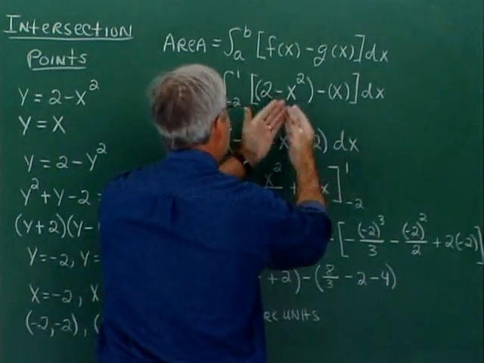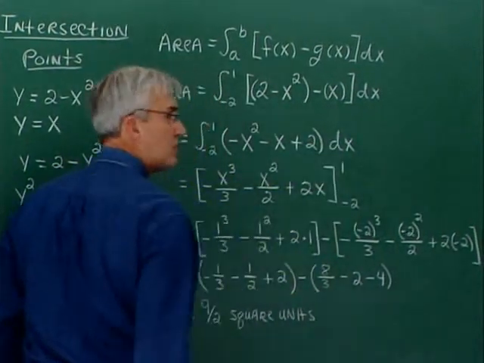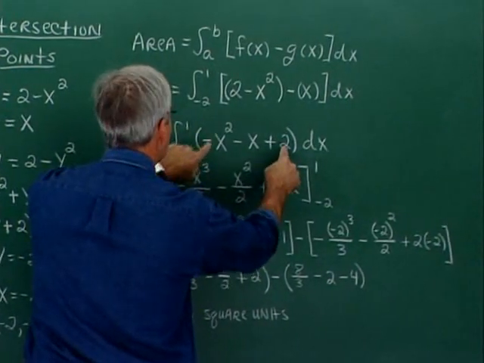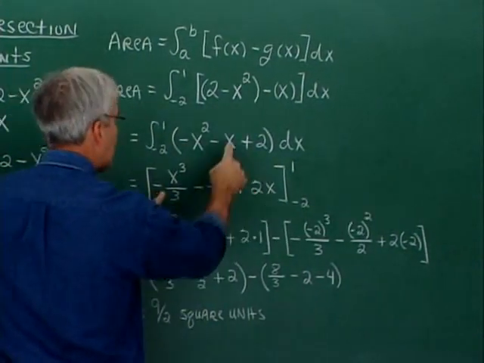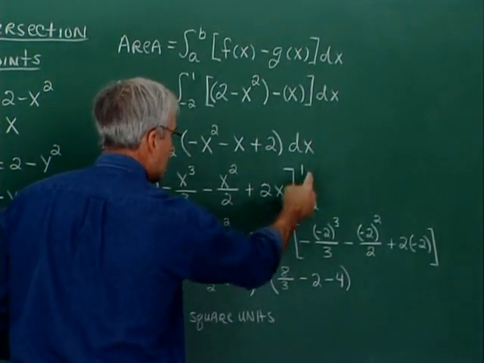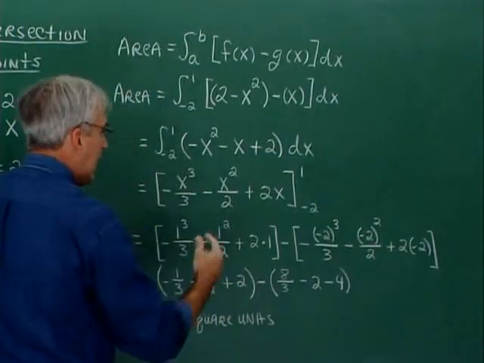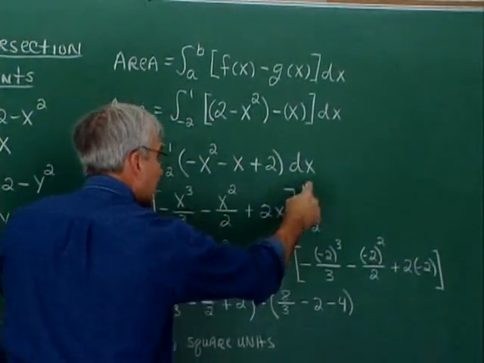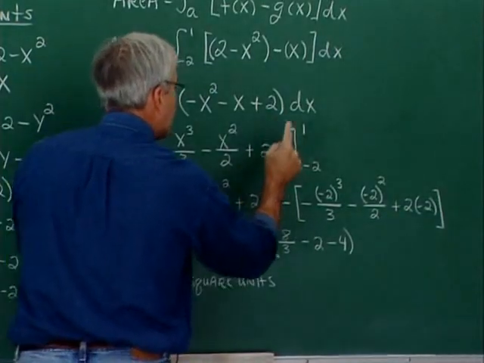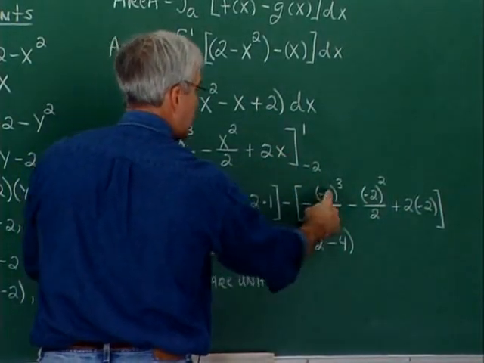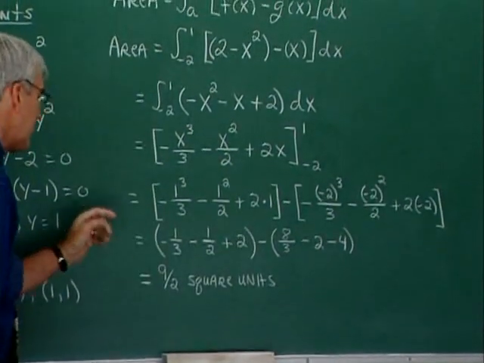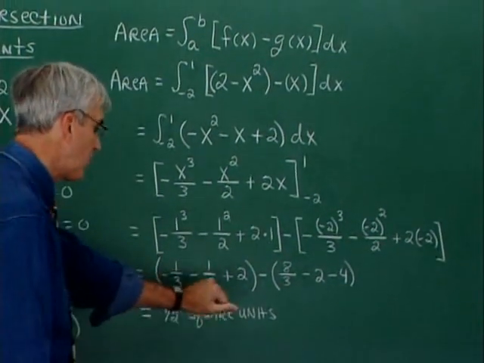We put those two ideas together and arrange them in some way that's easy to deal with. To integrate here, it's -x cubed over 3, and then minus x squared over 2, and so on, with the limits from -2 to 1. F of 1 means replace these x's with 1's, and we get this. F of -2, replace these x's with -2, and we get this. And now just manipulate a little bit, and we find that area to be 9/2 square units.